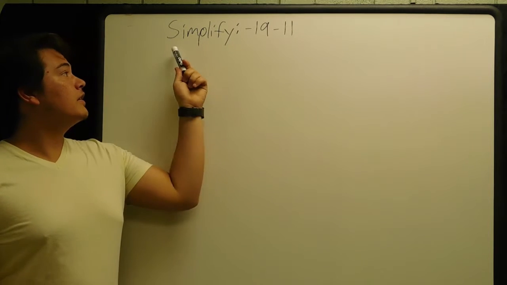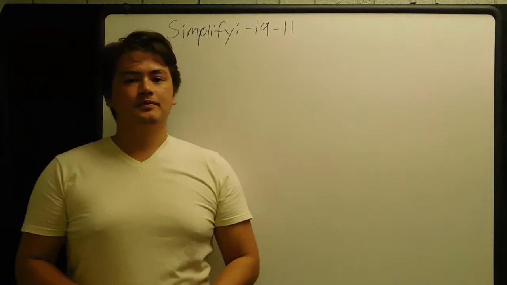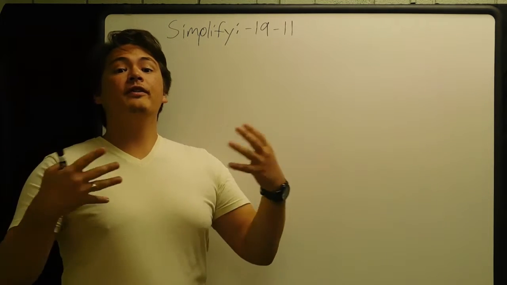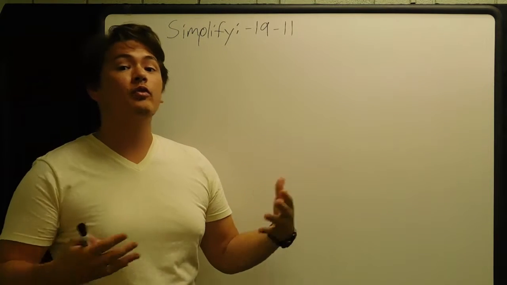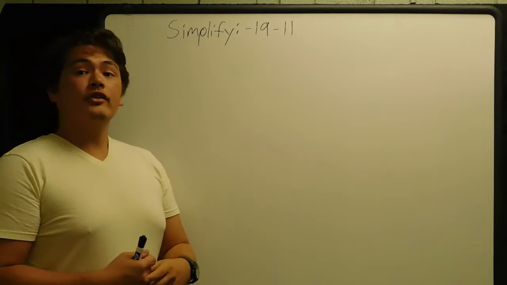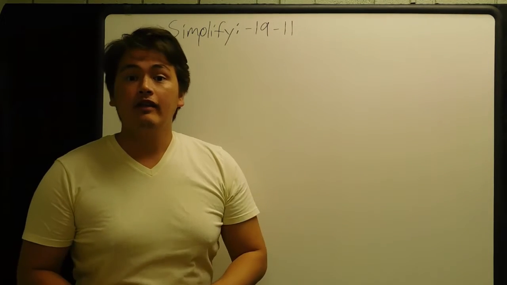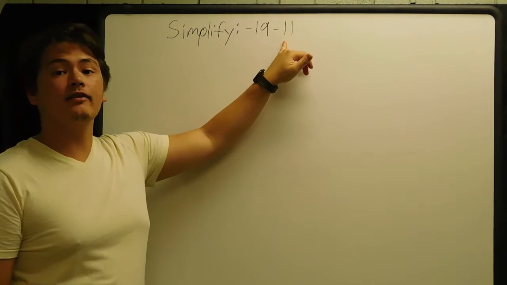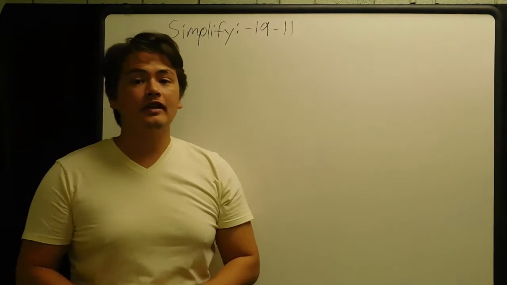This question is asking simplify negative 19 minus 11. So before we start this problem, let's get rid of the idea or the notion of addition and subtraction, because now we're working with integers. So instead of saying negative 19 minus 11, let's look at it as negative 19 and negative 11. So we have a negative 19 and a negative 11.